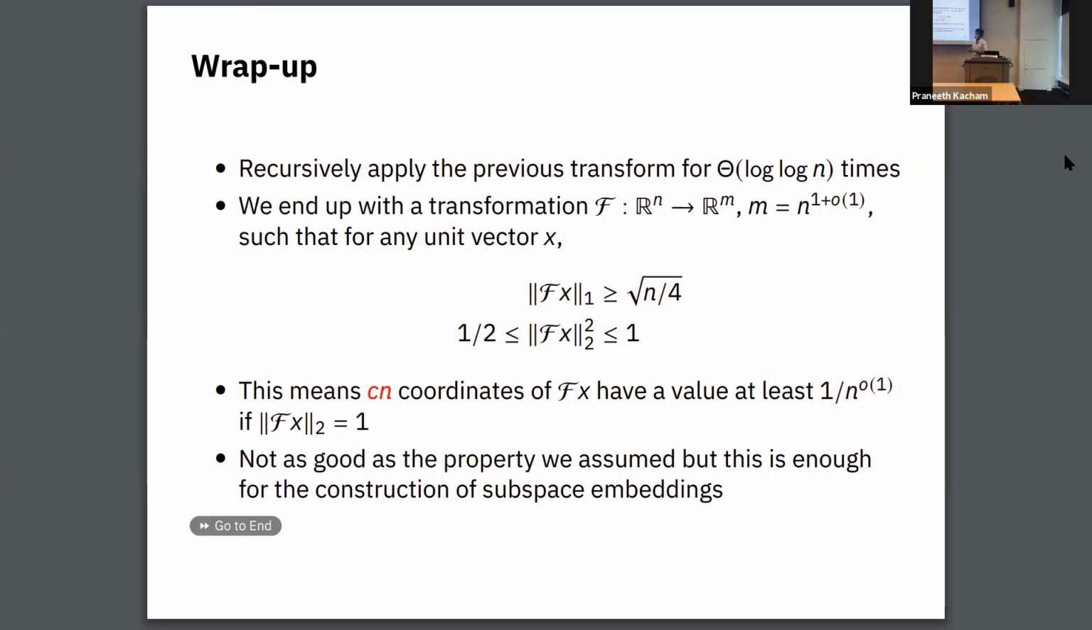So this result is not as good as the one we hoped. We were trying to get 1 over square root n contribution, right? But even this 1 over n to the little o of 1 suffices in giving our subspace embedding results. You mean 1 over n to the power half? Yeah, sorry, 1 over n to the half plus little o of 1. So we started with trying to get an embedding which takes a unit vector x and maps it to a new vector fx, such that it will have at least cn coordinates having a value of 1 over square root n, but this transformation only gives 1 over n to the half plus little o of 1.